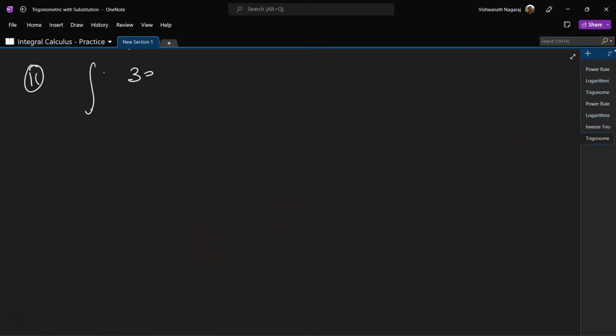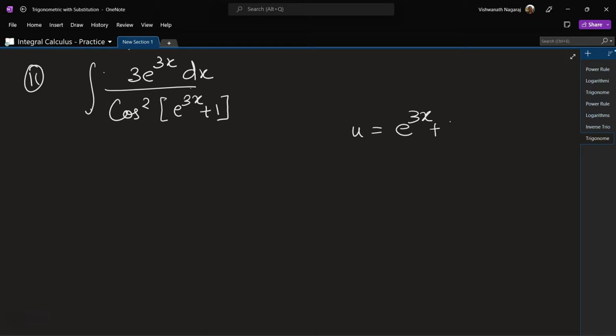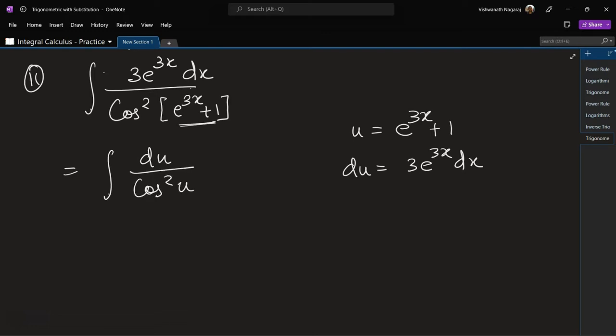Integral of 3e to the power of 3x dx by cos square of e to the power of 3x plus 1. Okay, u is equal to e to the power of 3x plus 1. du would be 3e to the power of 3x dx. Basically, the idea is how do you figure out which one to substitute? So you look at this and see, if you differentiate this, do you get some part, at least some part of the numerator?